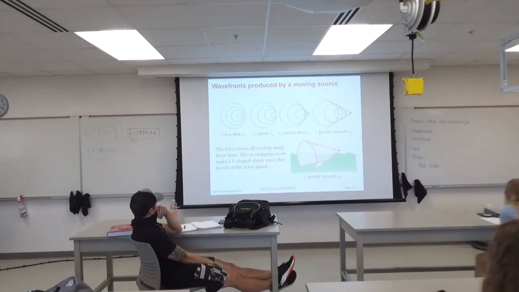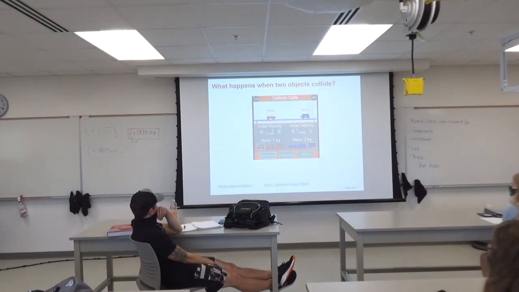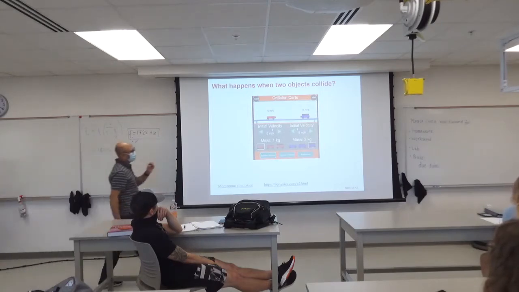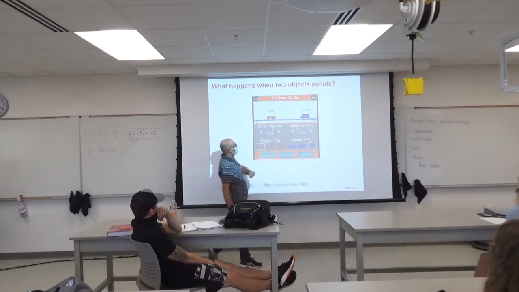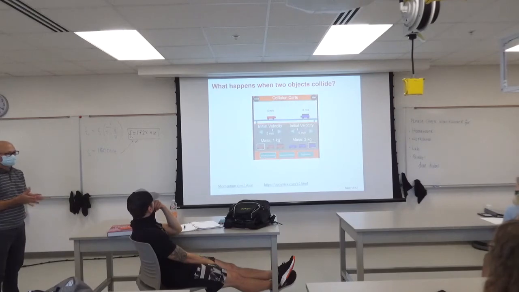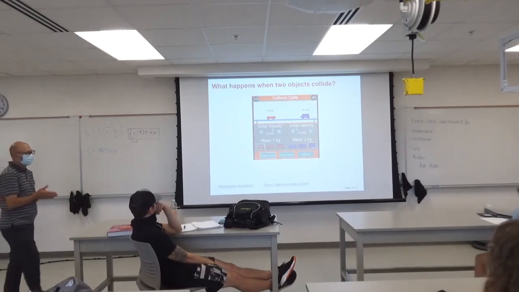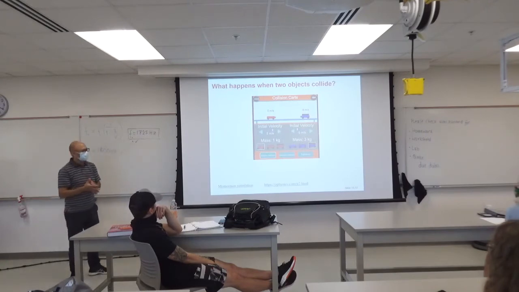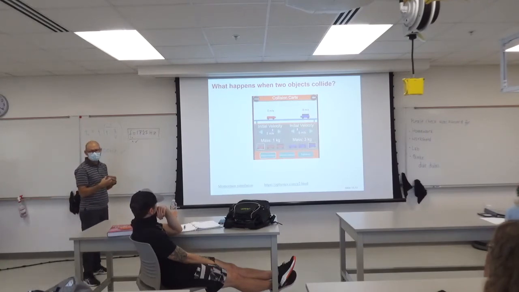Any question on that? Okay, so let me ask you this question. What happens when two objects collide? You have learned this in Physics 1. You have two objects, in this case two cars. When they move towards each other and collide, what happens? What could happen? Energy first. Just think about the consequence. What happens after they collide?